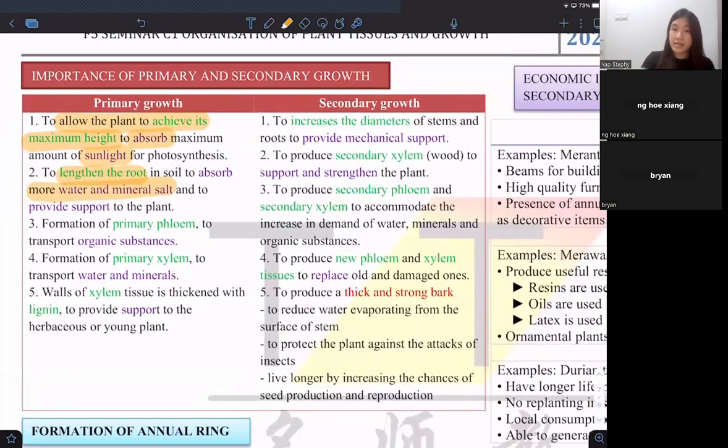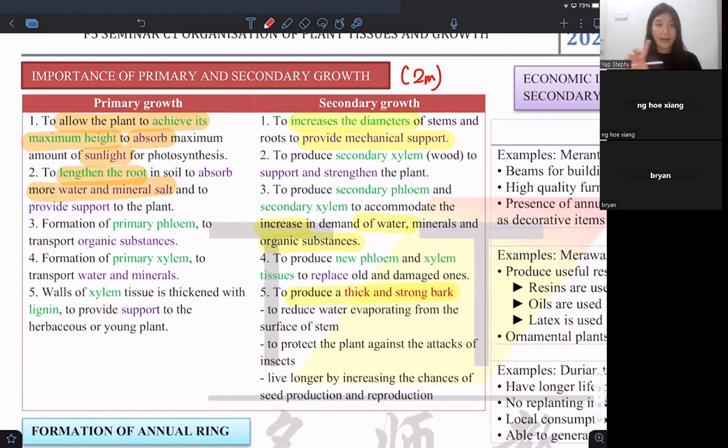But for secondary growth, it can increase the diameter. When you increase the diameter of the stem, you can provide mechanical support. And you can also write other functions. For example, it can produce a thick and strong bark. Or why you need to produce secondary xylem and secondary phloem: maybe to meet the increased demand for water and organic substances. So actually there are a lot of importance points, but at most you need to know at least 2 points. 2 points is enough already: 2 points for primary, 2 points for secondary.